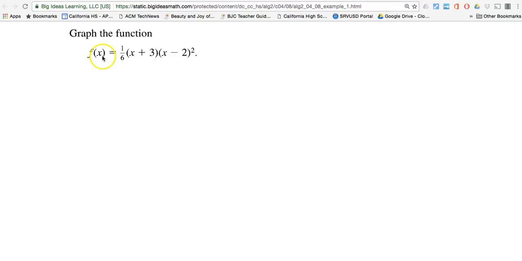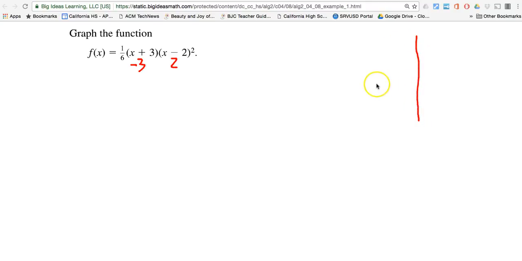We also know how to find certain key points on our graph. In this case, if we look at our function right here, which is factored down, we see that we have two roots. This is in factored form. So we have a root right here of -3, and we have a root right here of 2. Now remember, roots are the same things as solutions, which are also the same things as x-intercepts.